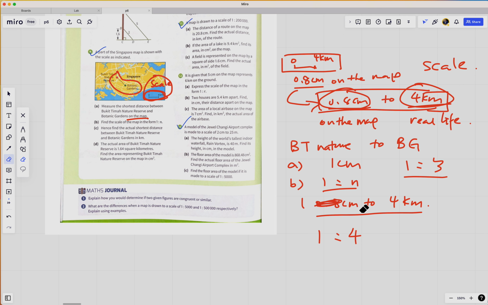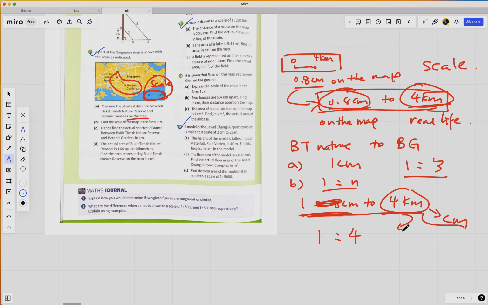So if you write 1 cm to 4 kilometer, this one is the statement. So this statement, how do you translate it into a ratio format? Oh, so in order to translate into a ratio format, you have to get the 4 kilometer into what you need? Into cm. Correct. So this one is in cm, your 4 kilometer also must be in cm. Then you can put it into the ratio format.